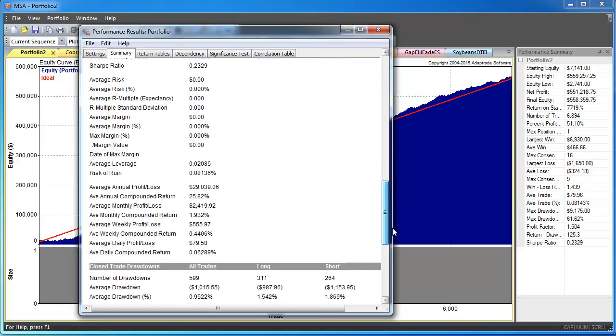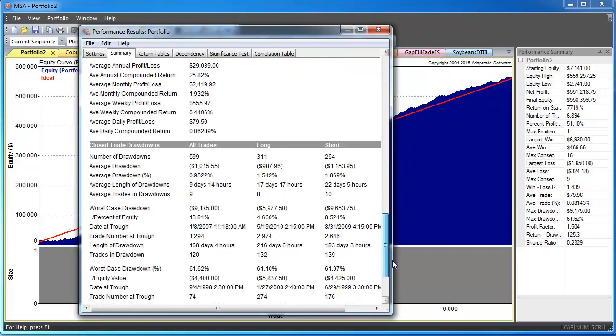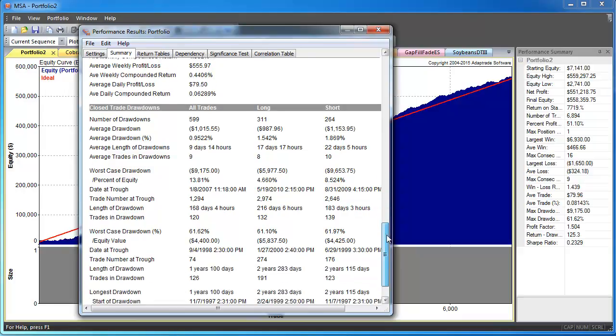And let's see, the drawdown, the worst case drawdown is $91.75, and so $59.77.50 on the long side and $96.53.75 on the short side. So overall, the long side has a lower drawdown and higher average trade profit. So something to consider would be long only trades, and that's something that could also be done.